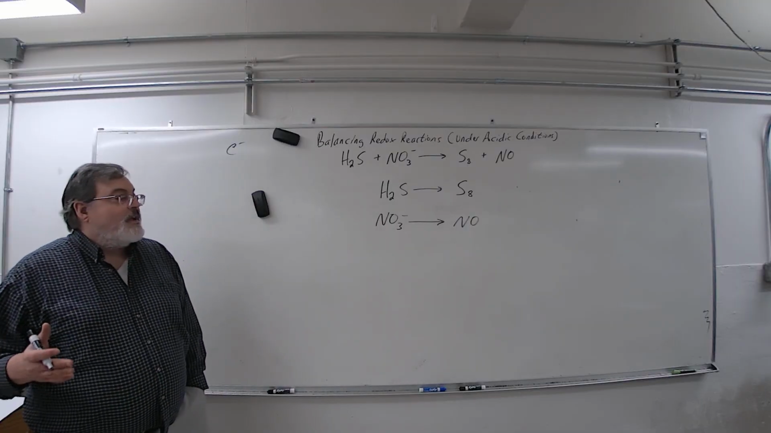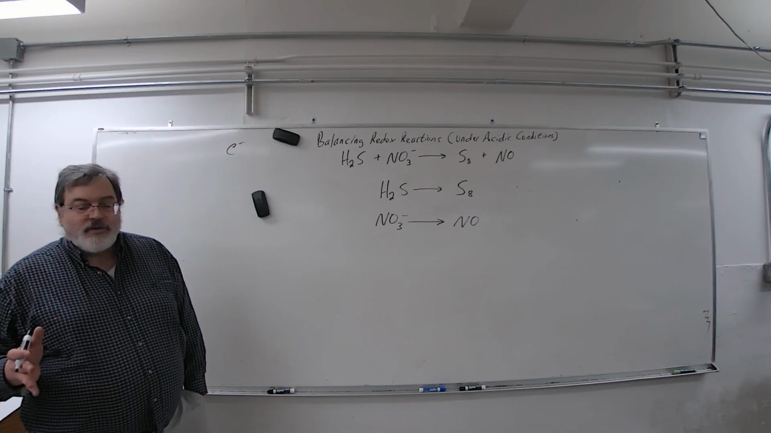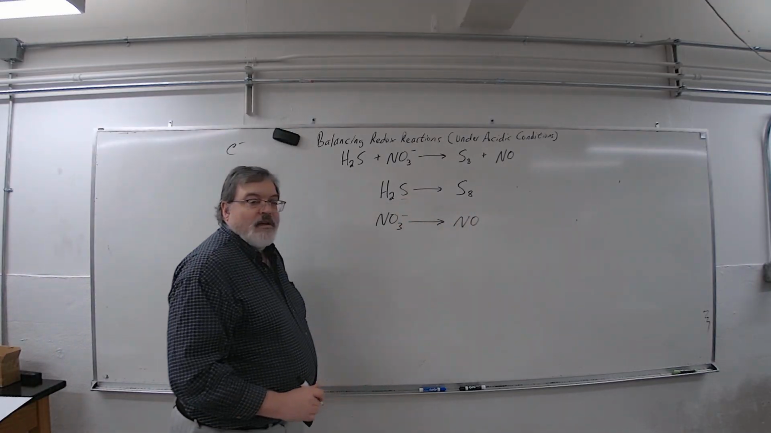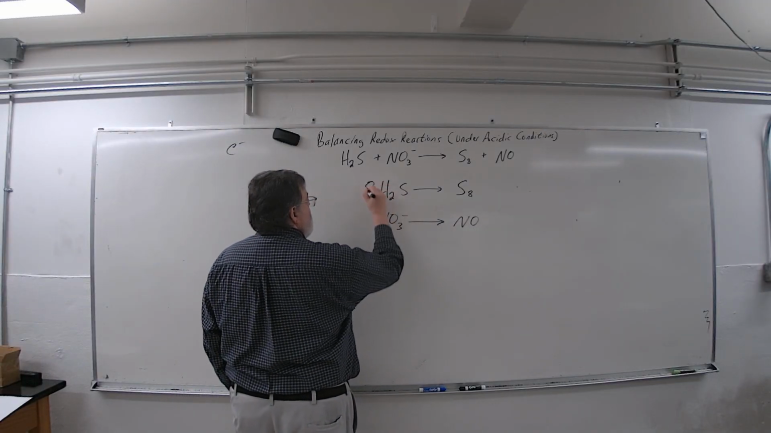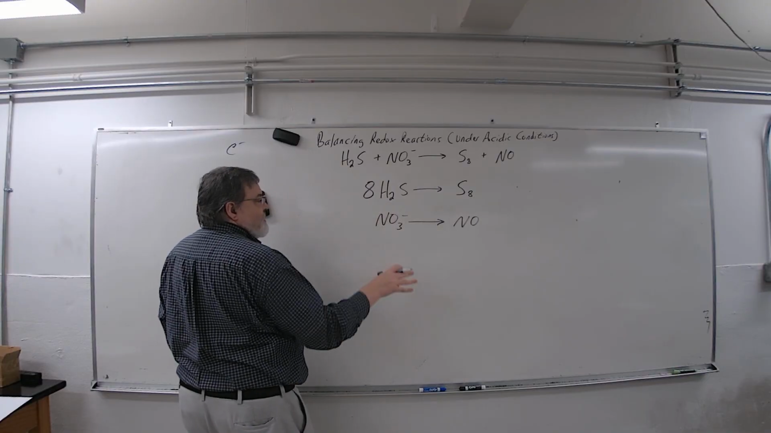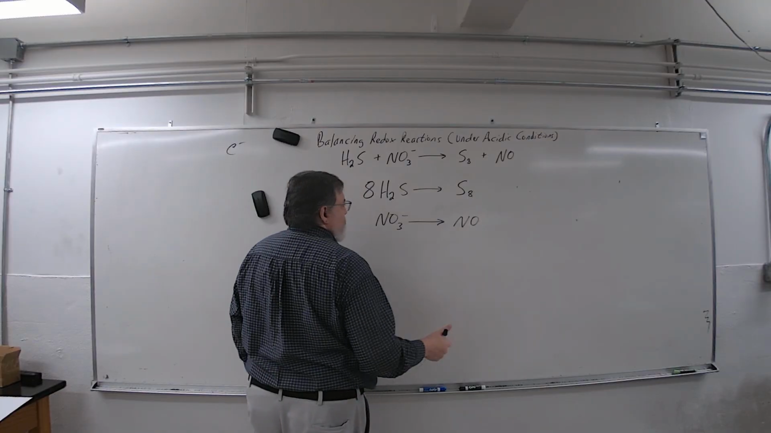So don't forget this one. Balance everything that's not H and O first. The non-H. I mean, look, you've got S here and S8 here. You're going to want to deal with that first. So I'll put an 8 here. I have introduced some H's, but let's keep going in order here. I've got one N and one N, so we're good there.